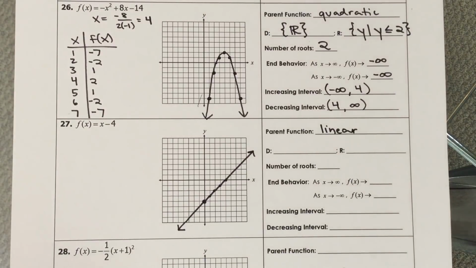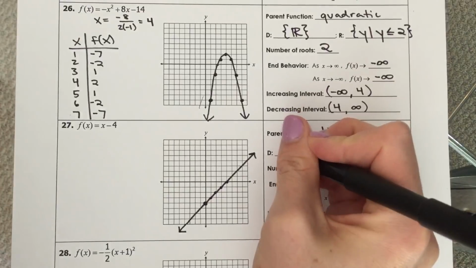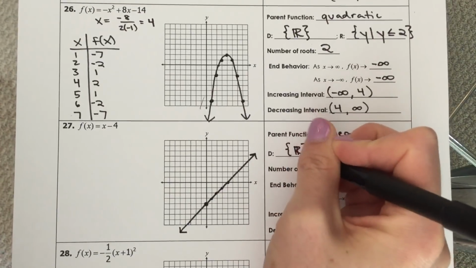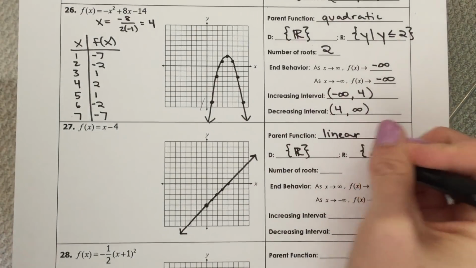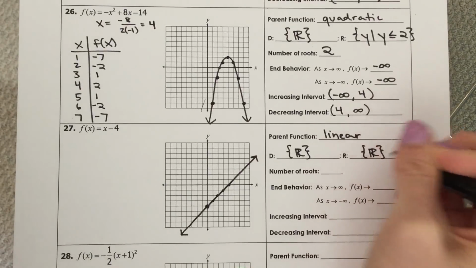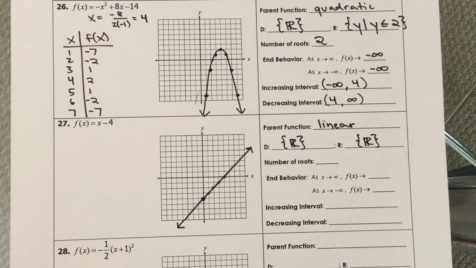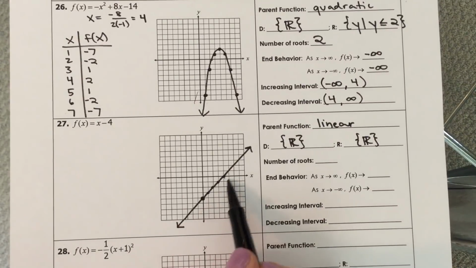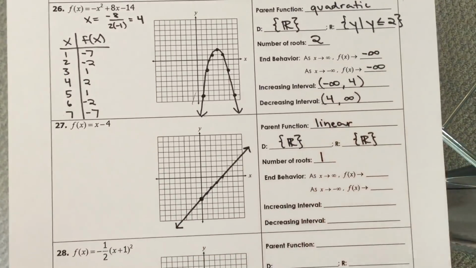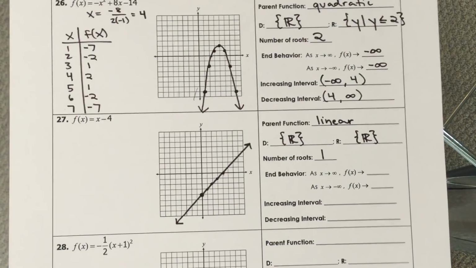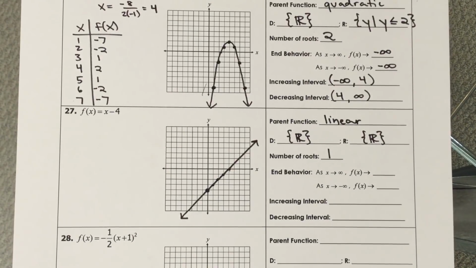Again, linear functions, the domain and range is always all reals. It goes all the way to the left and to the right. And for the range, it goes all the way up and all the way down. So that would be all reals again. Number of roots is 1. It crosses through the x-axis in just one spot. That's true for all linear functions. The number of roots is always 1.